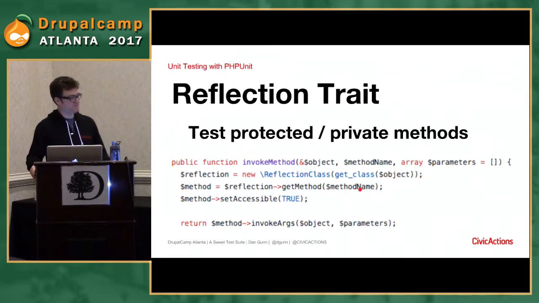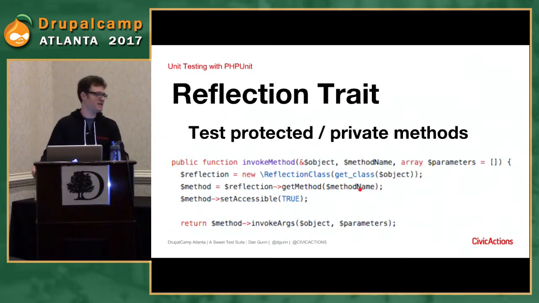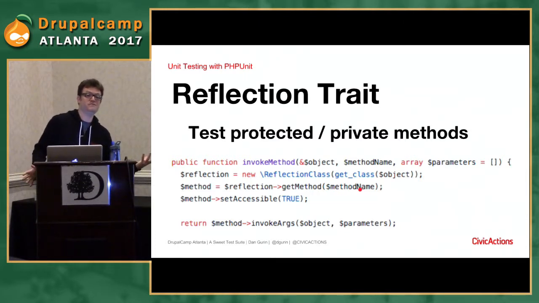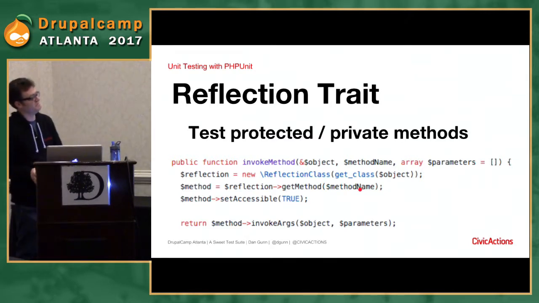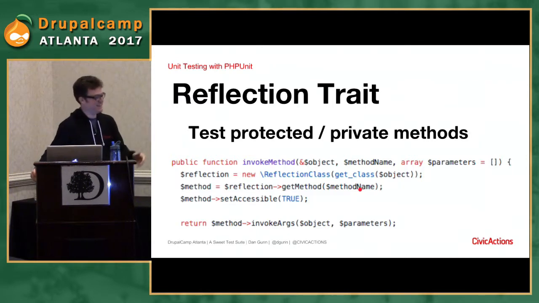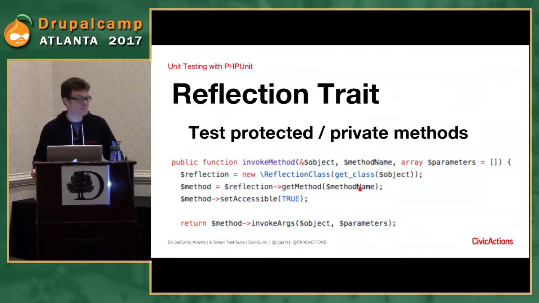One particular type of trait is a reflection trait. This allows you to test protected and private methods that you otherwise would not be able to test because they're not public. There's a little bit of a crazy way to get in there, but this is a way to do it, which seems to work.